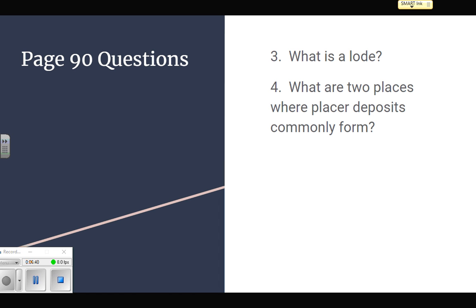An ore deposit is a collection of ores that are all in one place. Ore deposits can form in other ways too. For example, many thick hydrothermal veins may form in one place. When that happens, they form an ore deposit called a lode.